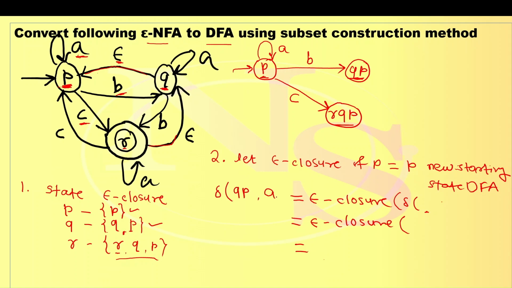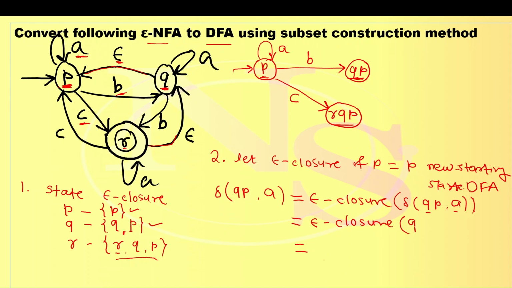Reading which symbol? For example, A. Write this down as it is here: QP reading A. Then repeat the process: epsilon closure, delta QP A. Here, how to read this QP reading A? You need to go to the existing epsilon NFA, then you can find it out. Q reading A, go to the state Q. Reading A, it goes to Q itself.